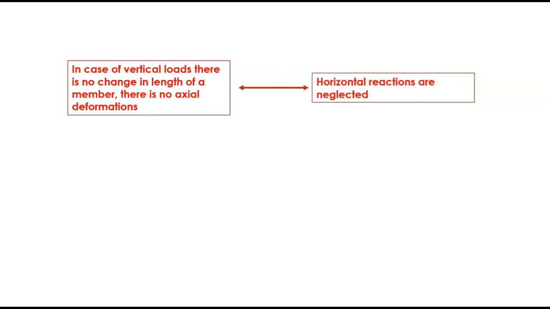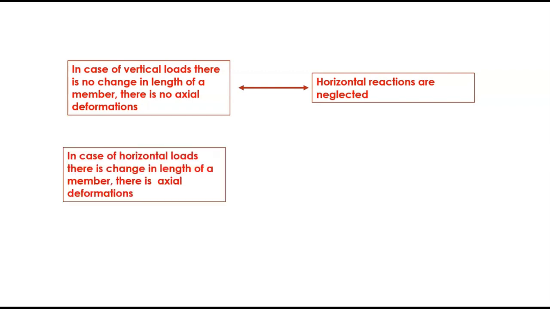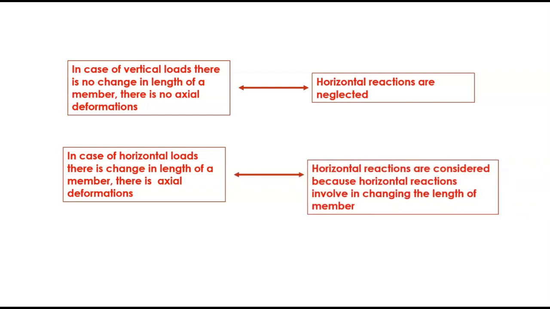So when vertical loads are considered, we neglect horizontal reactions. In case of horizontal loads, there is change in length of a member, there is axial deformation. Horizontal reactions are considered in the case of horizontal loads because horizontal reactions are involved in changing the length of the member.